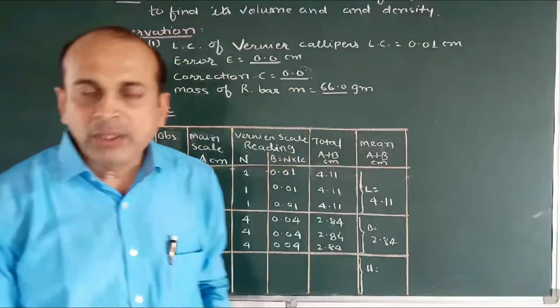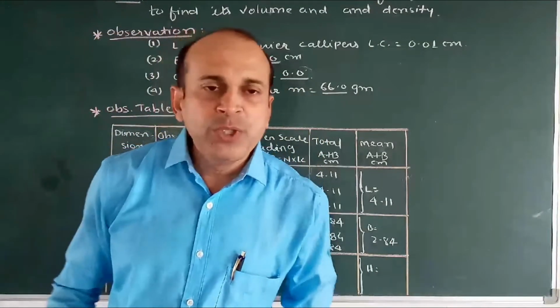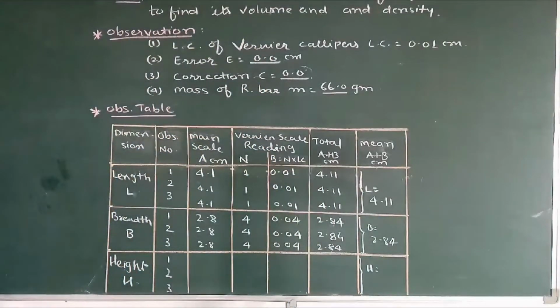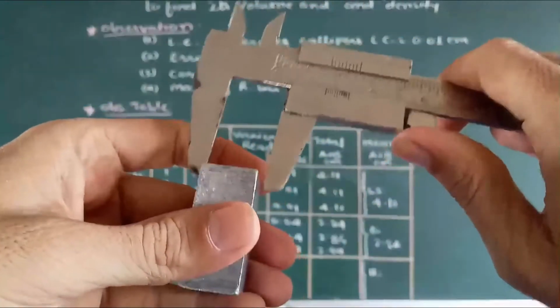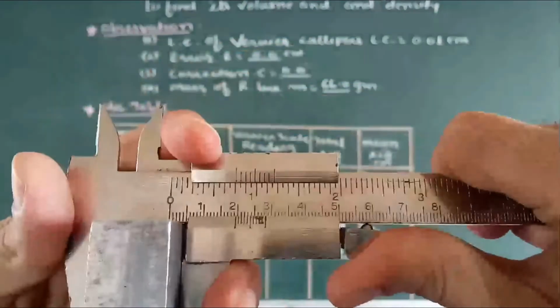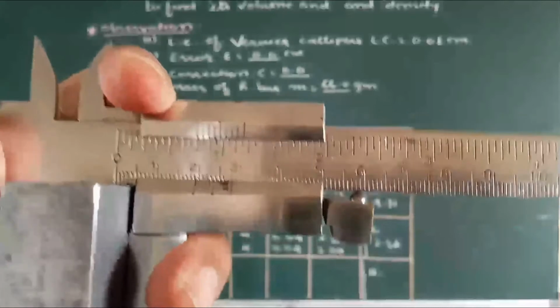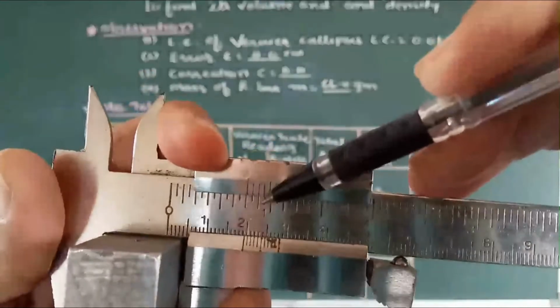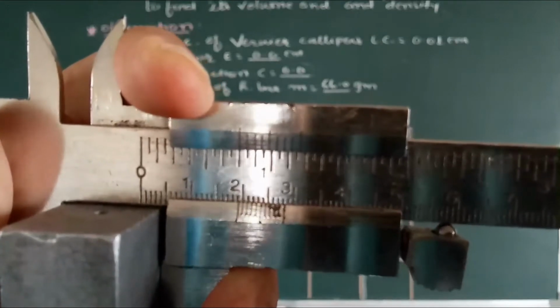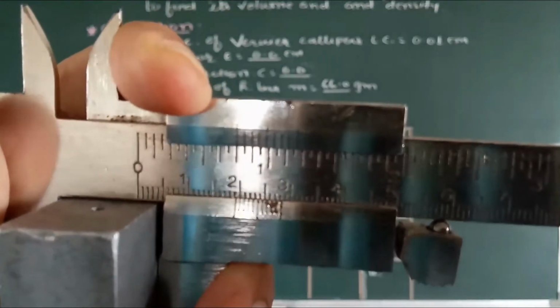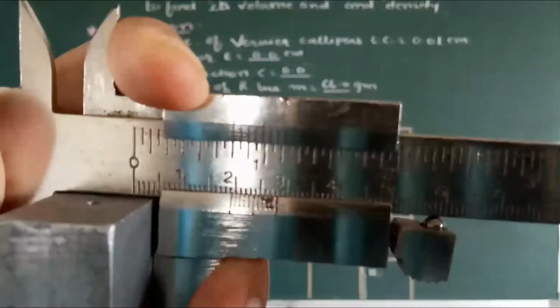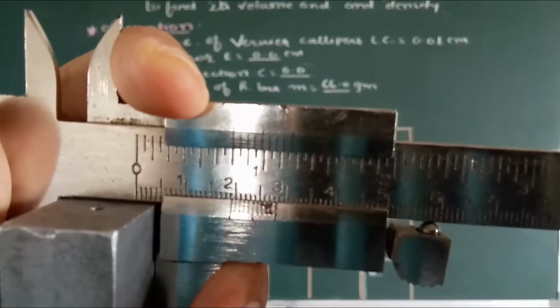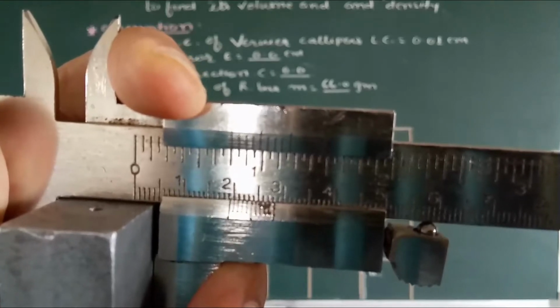Now let me measure the thickness of the regular bar using the vernier calipers. Place the height side of the cuboid between the two jaws of the vernier calipers. Now find out the main scale reading, the location of vernier scale 0, which is lying between 1.9 and 2.0, and find the matching division. Here the matching division is the second division, so our reading is 1.9 and the second division is matching. We note that down in the observation table.